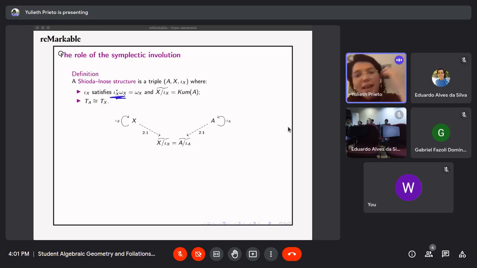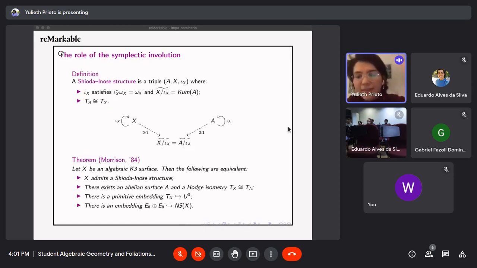And later Morrison said, okay, in order to characterize these K3 surfaces admitting these Shioda-Inose structures, we have to study the induced map in homology and see what happens at the level of the Néron-Severi lattice. These K3 surfaces have a large Néron-Severi lattice because, in particular, it has rank at least 16. So this is the role of how to get the decomposition of the homology group. If you remember, for any K3 surface, you can decompose it as 3 copies of U plus 2 copies of E8.